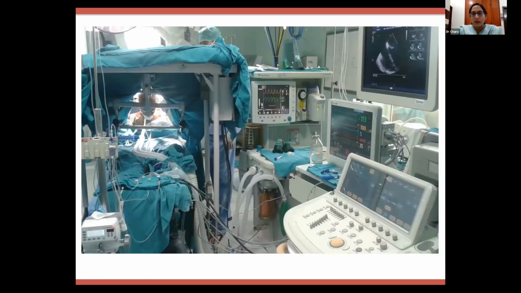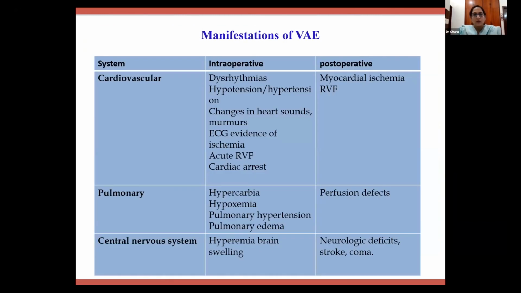So this is how the OT looks, and you can see the pressure transducer has been zeroed at the level of the tragus. So there's very little space left for the anesthesiologist to work in such scenarios. All of a sudden we see that the ETCO2 falls from 35 to 30. So what do we suspect? It might be a venous air embolism.